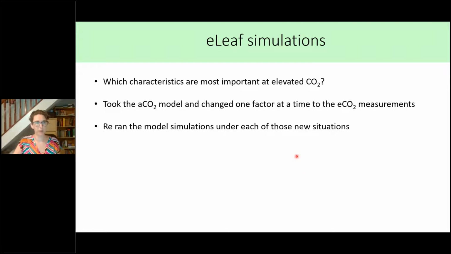How is this helping us? We wanted to answer the question, which characteristics are most important at elevated CO2 for photosynthesis? So in order to do that, we need to pull those two models apart. We've taken the ambient CO2 model and changed just one factor at a time, factor such as mesophyll cell size and shape, or the amount of chlorophyll, and swapped that number for the elevated CO2 number. And then reran the model simulations, again, repeated 5 times under each of these new situations.